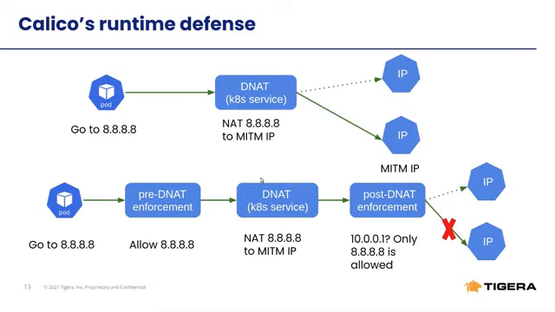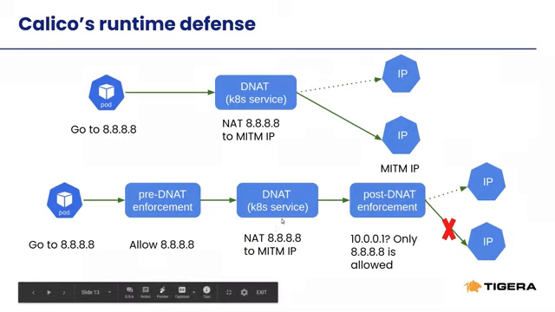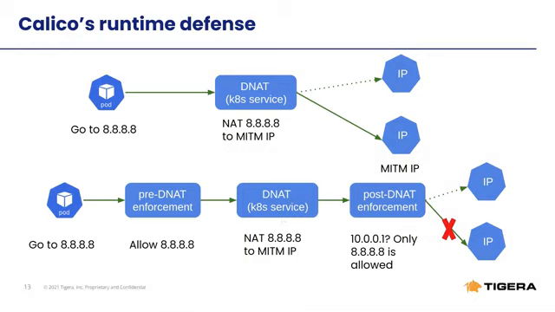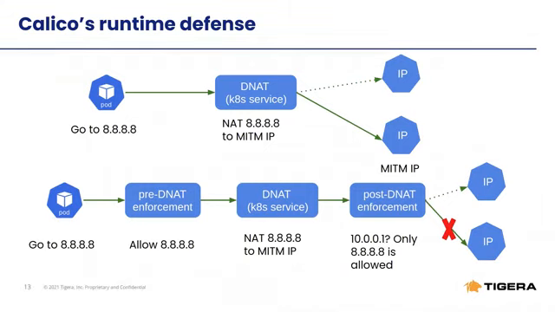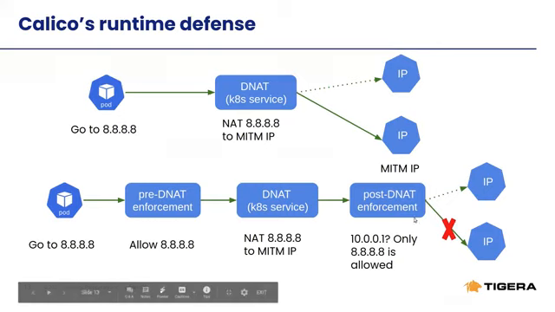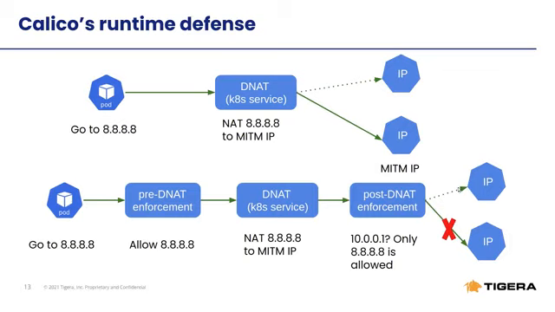And it will be intercepted by the malicious service next, and it will do the destination NAT and change its destination IP to an attacker-controlled IP. And at that point, as soon as the Kubernetes service does that, we have a post-DNAT enforcement in Calico Enterprise, where it will again look at the packet and the destination, and it will say, hey, your destination has changed to 10.0.0.1. And this is not allowed, because you are only allowed to go to 8.8.8.8. And this is how we drop the packet, and your traffic cannot be hijacked with Calico if it is in place.